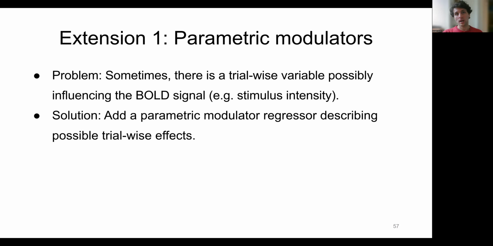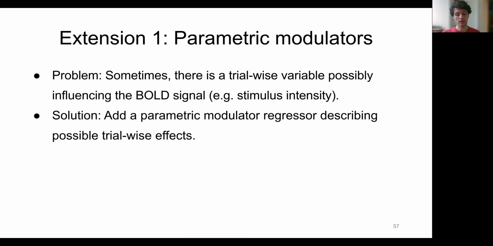So I now want to come to aspects of fMRI data analysis which do not really constitute problems, but which rather allow for extensions of the GLM approach to further exciting opportunities. First, there are parametric modulators. Sometimes there is a trial-wise variable which may or may not be influencing the BOLD signal. This can be, for example, stimulus intensity, so the brightness of some visual information showing on the screen, or it can also be a modulator variable determined by the subject, for example, the emotional valence of an image.